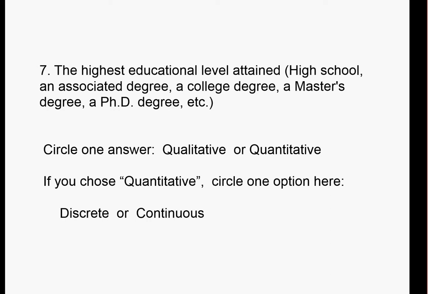The highest educational level attained, such as high school, an associate degree, a college degree, a master's degree, a Ph.D., so on and so forth. These are different categories of education degrees. So they are different kinds of things. They are different in kind. So this is a qualitative variable.